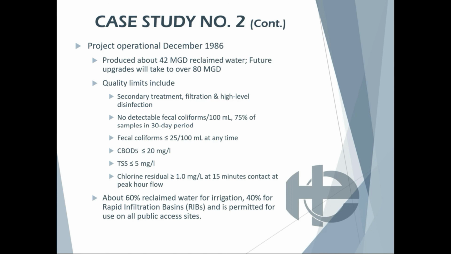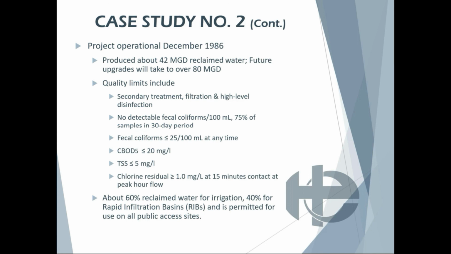The quality limits that this particular project looked at was secondary treatment with filtration and high-level disinfection. They looked at trying to achieve no detectable fecal coliforms in 75% of their samples in any 30-day period. Fecal coliforms in their general wastewater were typically less than 25 per 100 mL, so the additional disinfection steps pretty well took care of any potential problems from a public health standpoint. The biological oxygen demand was less than 20 and the solids were less than 5, so it was a very high quality effluent in terms of its reuse.